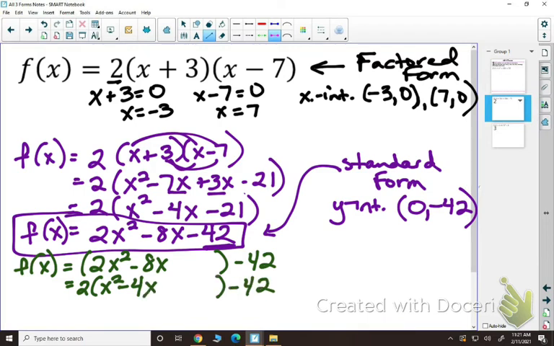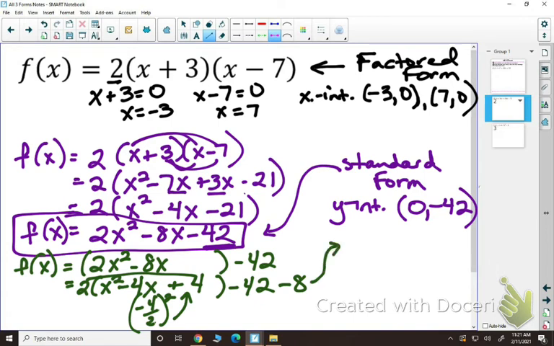So now I need to complete the square. I'm going to take my middle coefficient there, negative 4, divided by 2, and then square it. So negative 4 divided by 2 is negative 2, and negative 2 squared is a positive 4. To keep it balanced, that's really 2 times 4, which is 8, so I have to subtract 8 out here to keep it balanced. And since I'm running out of space, I'm just going to work over here.